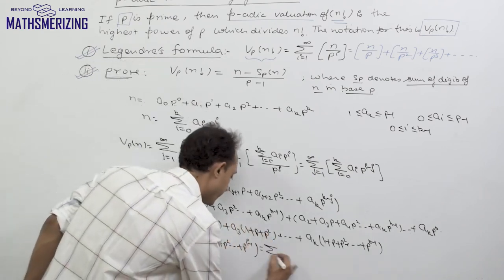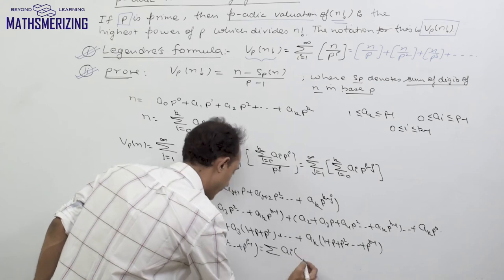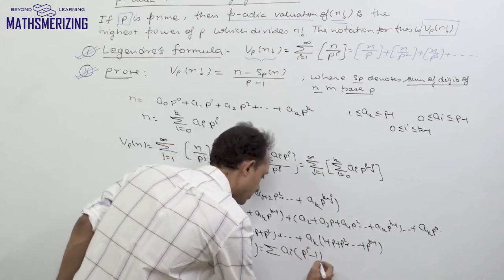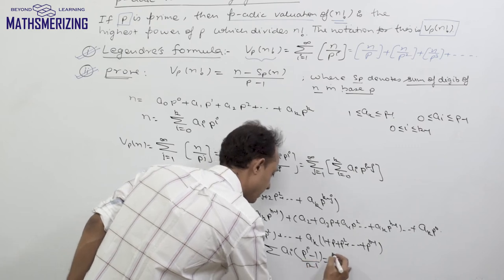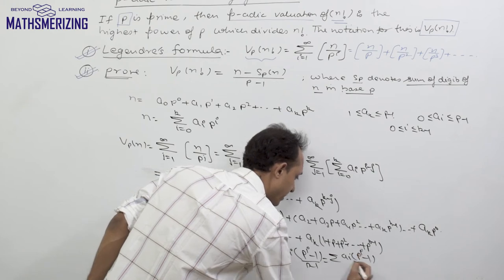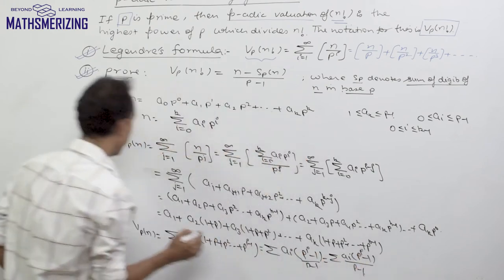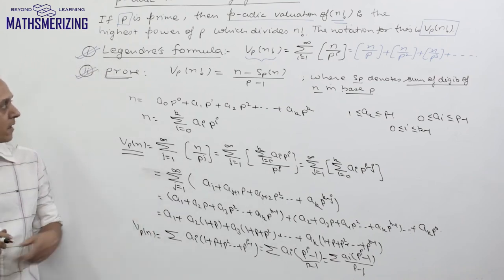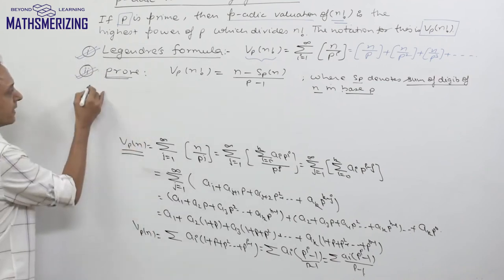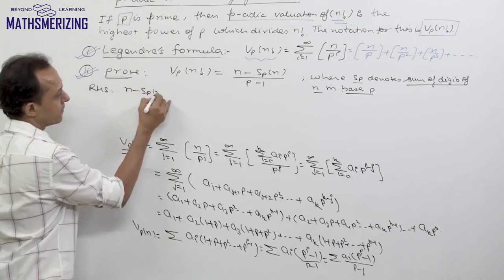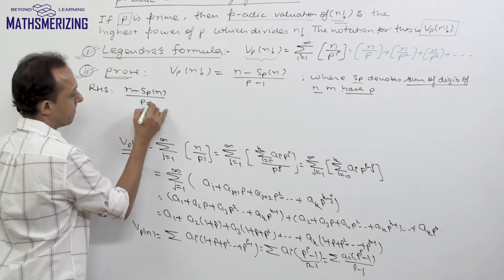So I'll sum this geometric progression. I'll write the summation as ai into p to the power i minus 1 upon p minus 1. So this is summation ai p to the power i minus 1 upon p minus 1, and that's the value of Vpn. Now we'll take the right hand side. We can write right hand side as n minus Spn upon p minus 1.